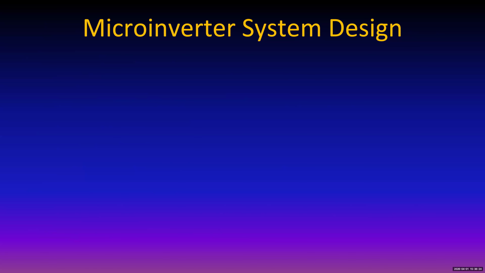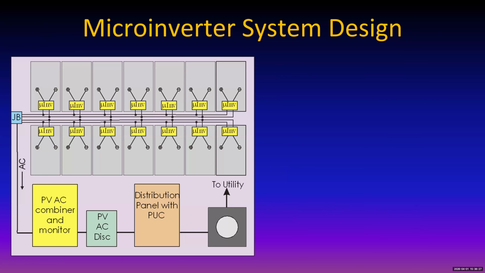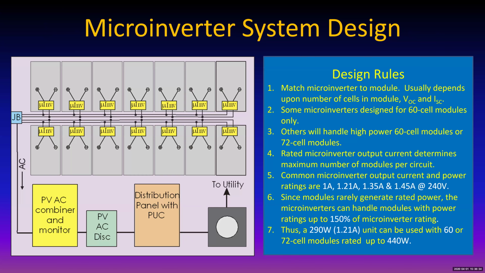So let's design a microinverter system. Here's one right here. That looks familiar, doesn't it? How are we going to design that thing? Well, here are the rules. We match the microinverter to the module. The microinverter tells you the maximum DC voltage you can have at its input and the maximum current from the module. As long as your module's open circuit voltage and short circuit current don't exceed these parameters, and most of them don't, you're fine.